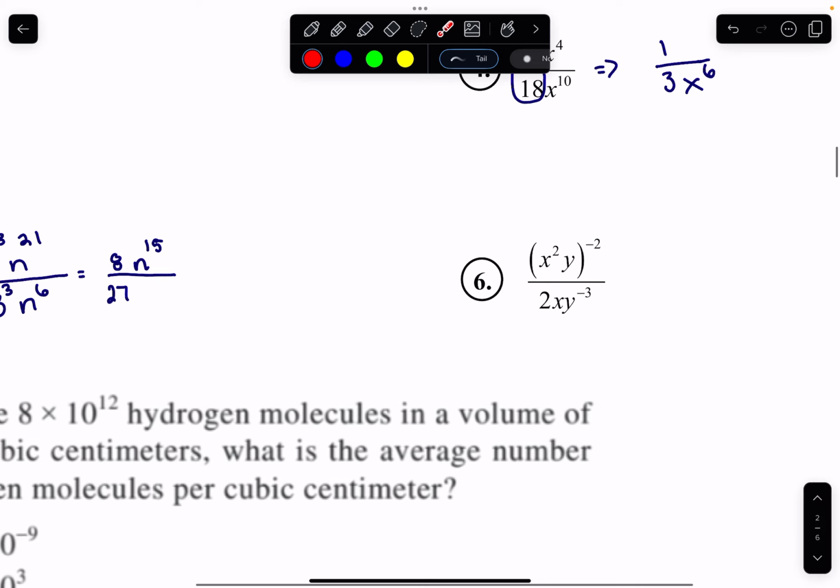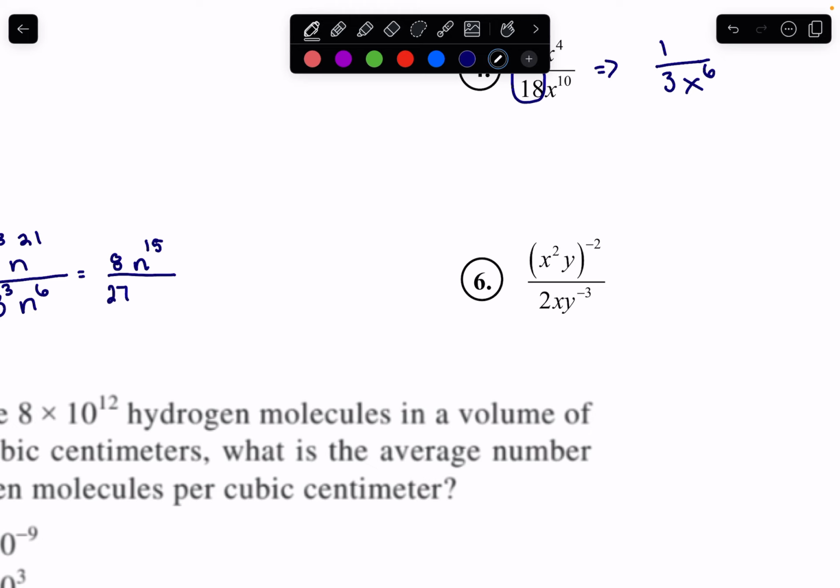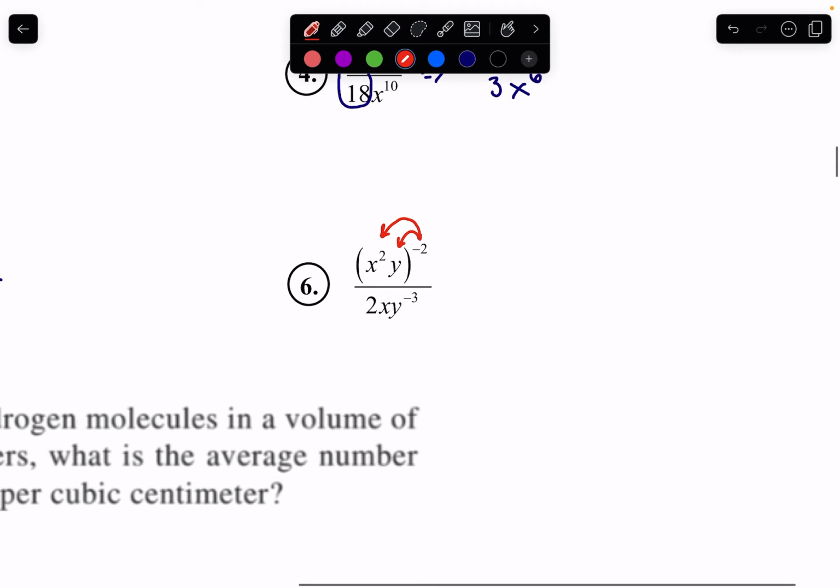Okay. All right, number 6. I've got a number on the outside and some negatives. So let's deal with the number on the outside of the parenthesis first. This -2 is on the outside of this parenthesis that has the x squared and the y. It has nothing to do with what's on the bottom. So the bottom is going to stay the same for now.